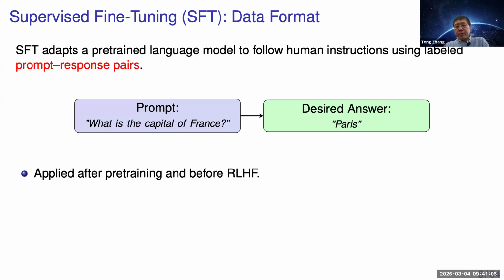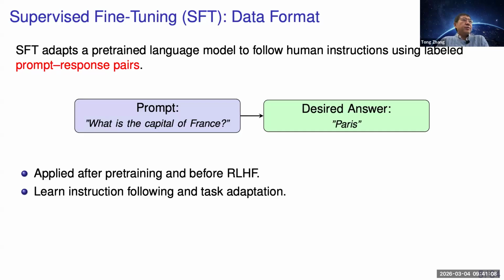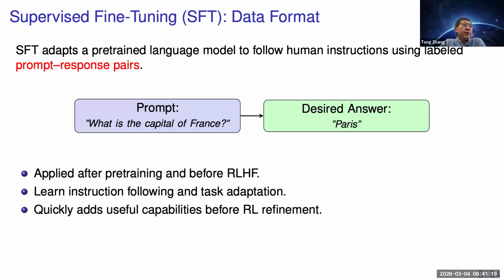Applied before the RL training, it learns instruction following and task adaptation. I mentioned the tasks, which we will say more about later on. Basically, it quickly adds a useful capability before the RL. And RL can do more things: usually it's alignment, which is RLHF, or you can also do reasoning. Reasoning is something people put a lot of attention on. This gives you more capability, and usually those are trained using RL techniques.